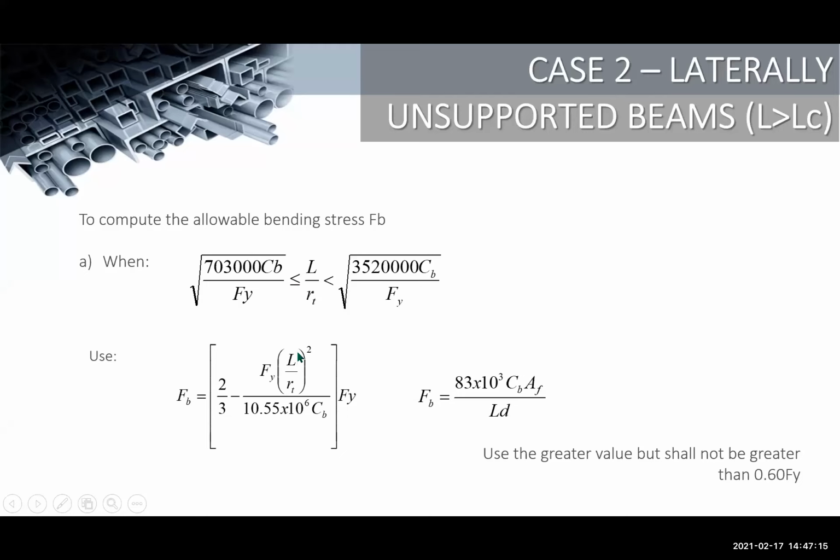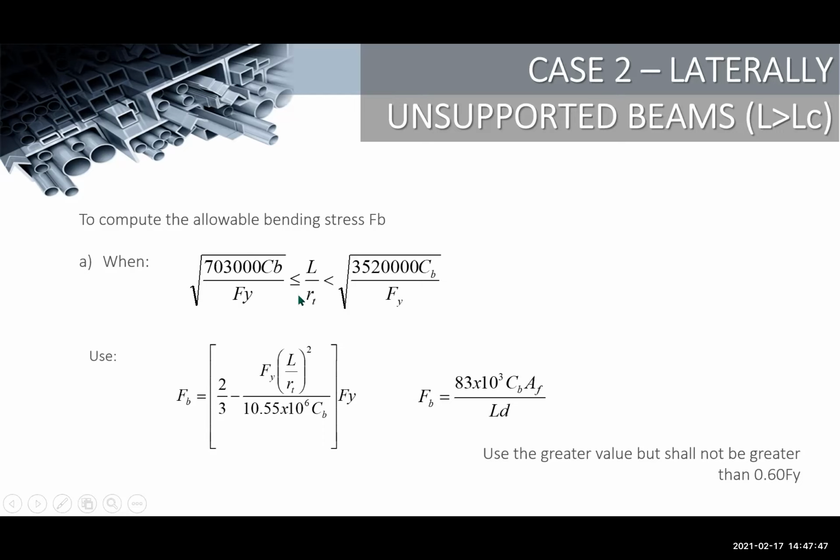Yung L over RT, ito, i-copy nyo lang. Now, ang something nyo sa equation is yung CB. So, Fy is the yield stress, L over RT is the slenderness ratio. CB, meron din tong equation, papakita ko mamaya. And then, take note nito ulit AF, no, baka area na naman yung lagay. This is the area of the compression flange. So, please be careful pag nagsosolve. Divided by your length times the depth of the entire section.